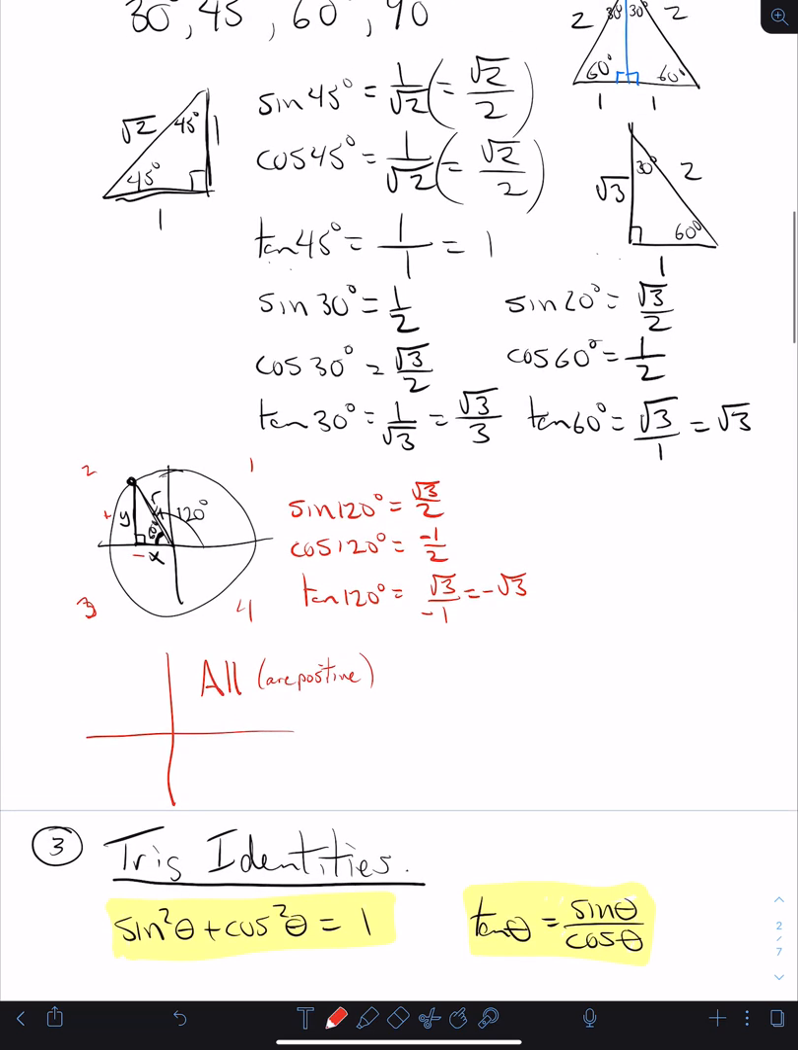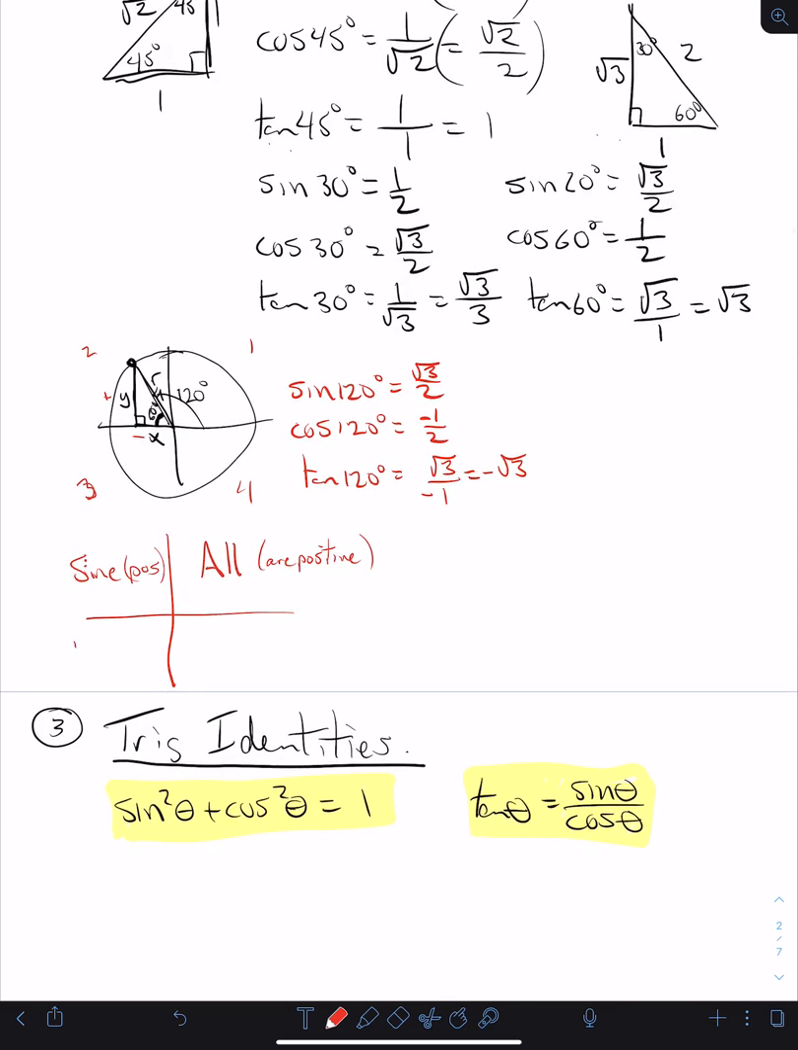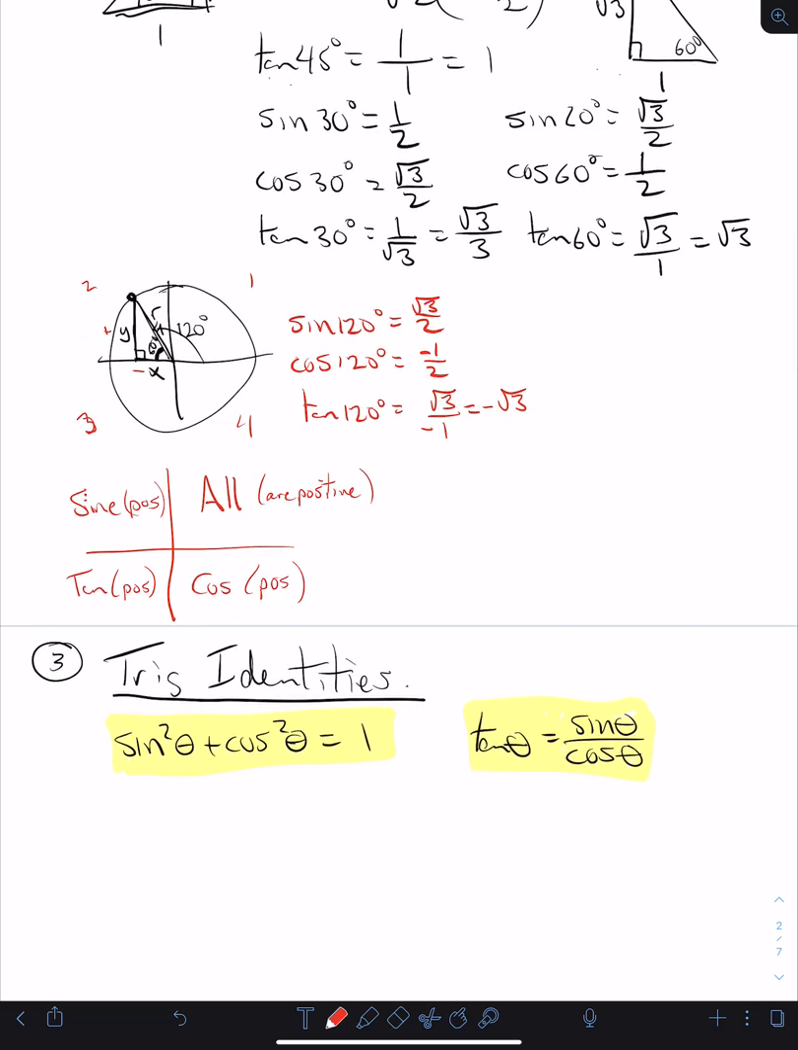But in the second quadrant, this one, only the sine ratio was positive. And in this one, it turns out the tan ratio is positive. And in this one, only the cosine ratio is positive. The other ones are negative. So CAST, like that, is just reminding me which ones are positive and which ones are negative. So any angle like that is going to be positive or negative.